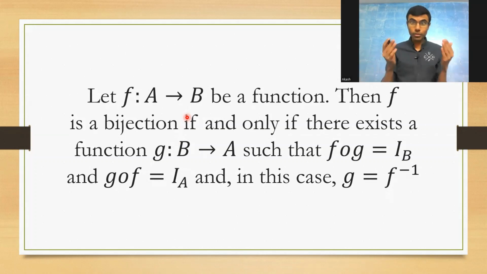Now let's see how to prove the given theorem. What does this theorem state? This theorem states that let f maps A to B be a function. Then f is a bijection if and only if there exists a function g maps B to A such that f circle g equal to IB and g circle f is equal to IA, and in this case g equal to f inverse. Pretty complicated, right?